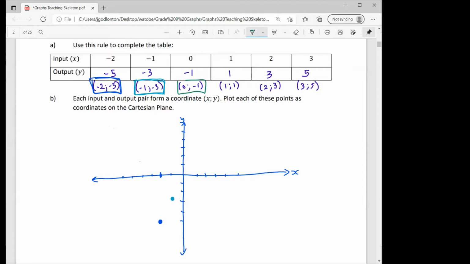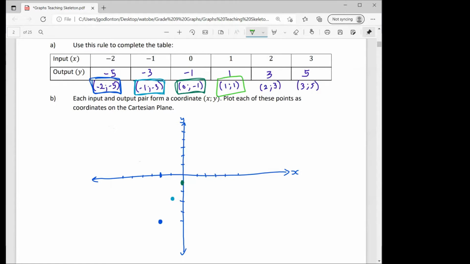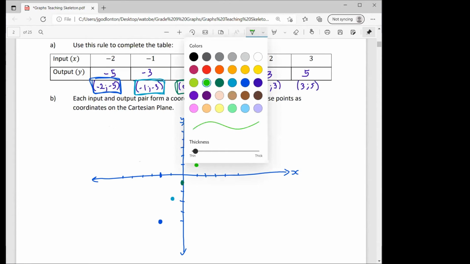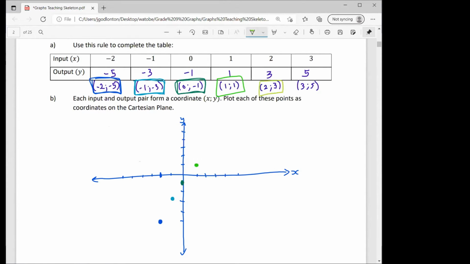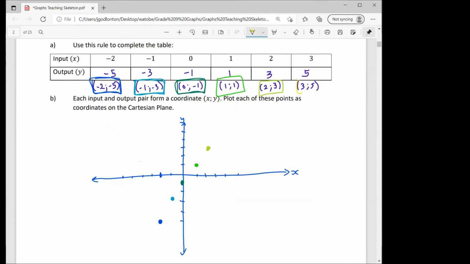Next, 0 and -1. So 0 on our x-axis, -1 on our y-axis. 1 and 1. So 1 and 1. 2 and 3. 2 and 3. And my last one, 3 and 5. And I have plotted all 6 of my points.